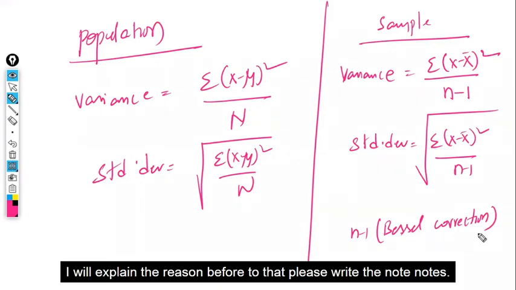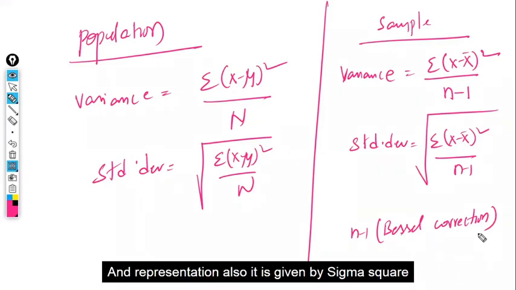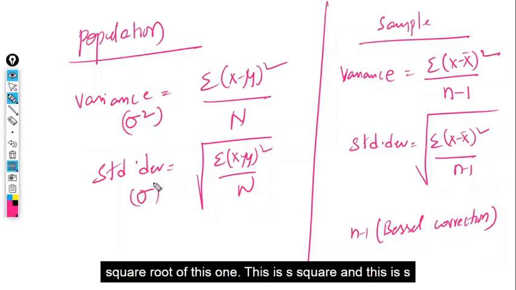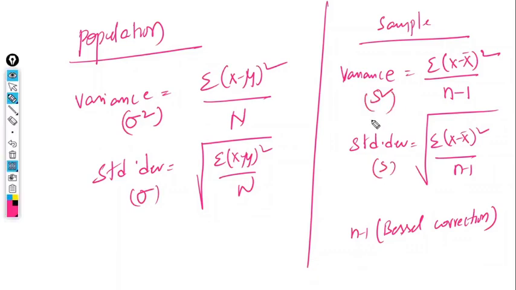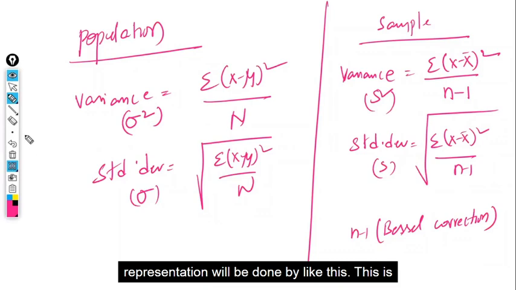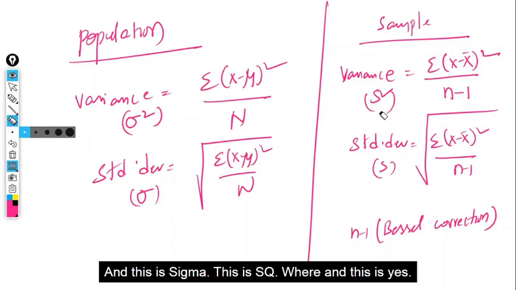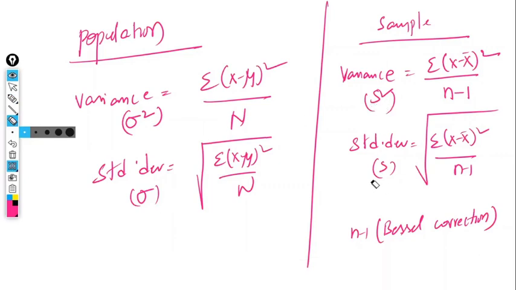Before that, please write the notes. And the representation is also given: it is sigma square, and this is sigma, that is the square root of this one. This is s square and this is s. The representation will be done like this: this is sigma square, and this is sigma, this is s square, and this is s.